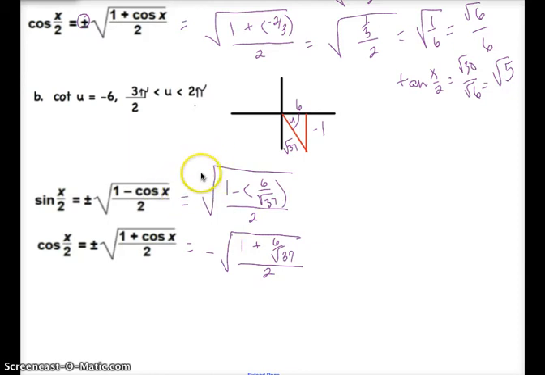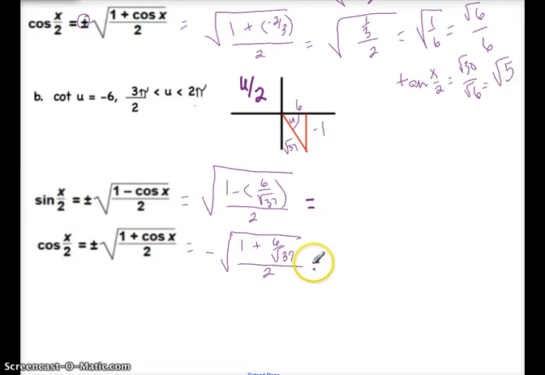Why do I have a positive in front of the radical for the half angle for sine and a negative for the half angle for cosine? This information tells me that the whole angle is in quadrant 4. Half of 4 is 2. So the half angle is in quadrant 2. Recall that in quadrant 2, sine is positive and cosine is negative.